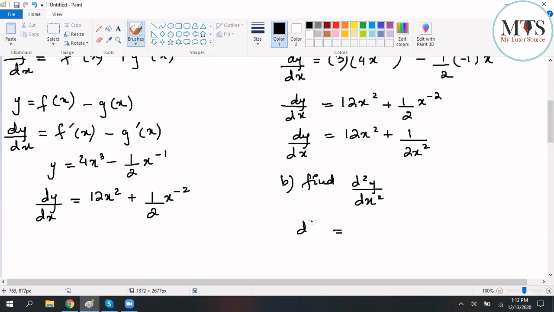Do you do the same thing? 12 into 2, minus 1? Yeah, it's the same thing. You just repeat the steps again. So 12 times 2, x to the power of 2 minus 1, plus 1 over 2 times negative 2 times x to the power of negative 2 minus 1.